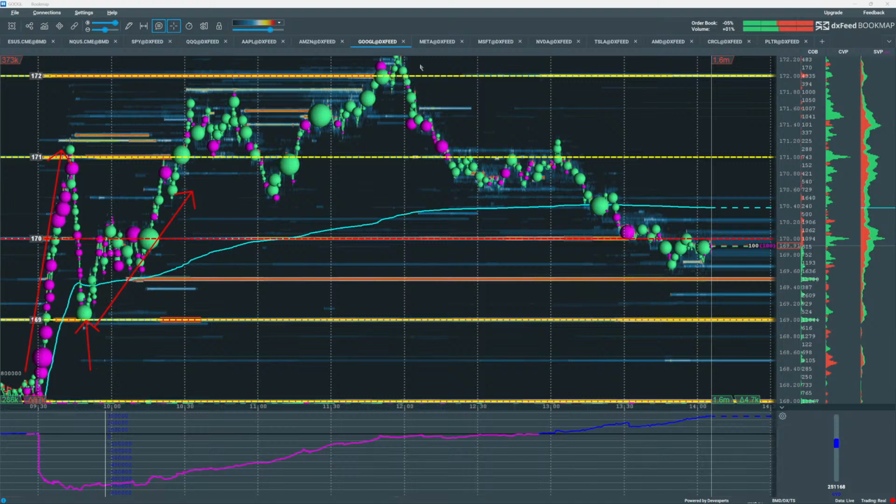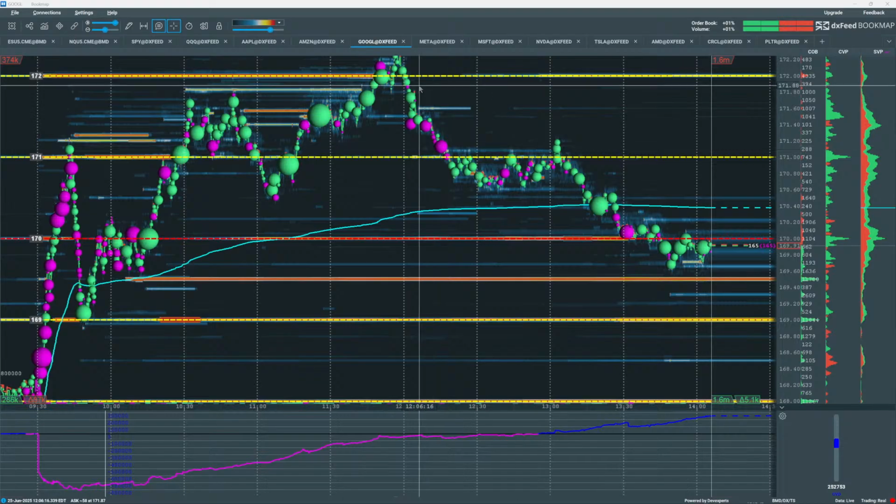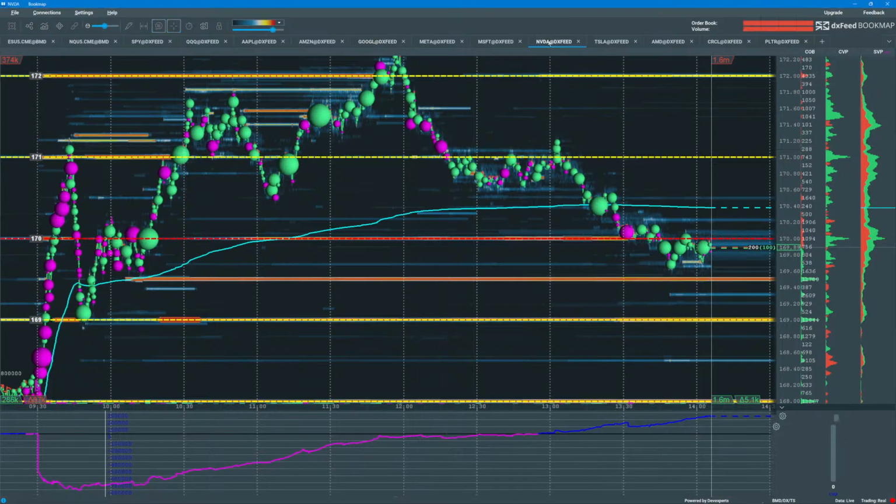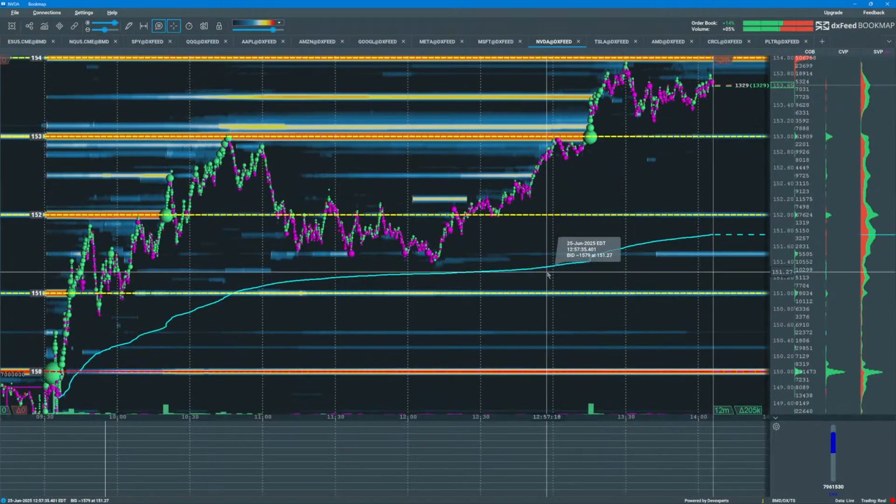And then finally the call buyers took the foot off the gas right around noon. And now Google is moving lower. All right, that's Google. So we're focusing on the hero patterns, what options traders are doing and how that's driving price.